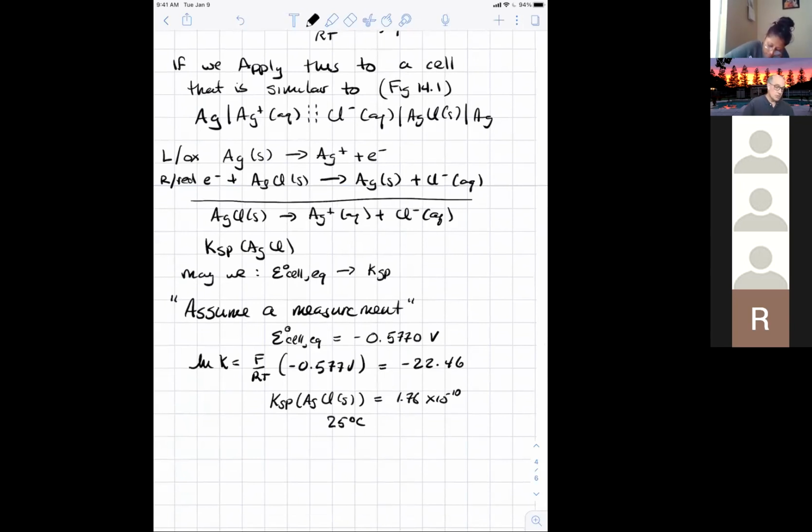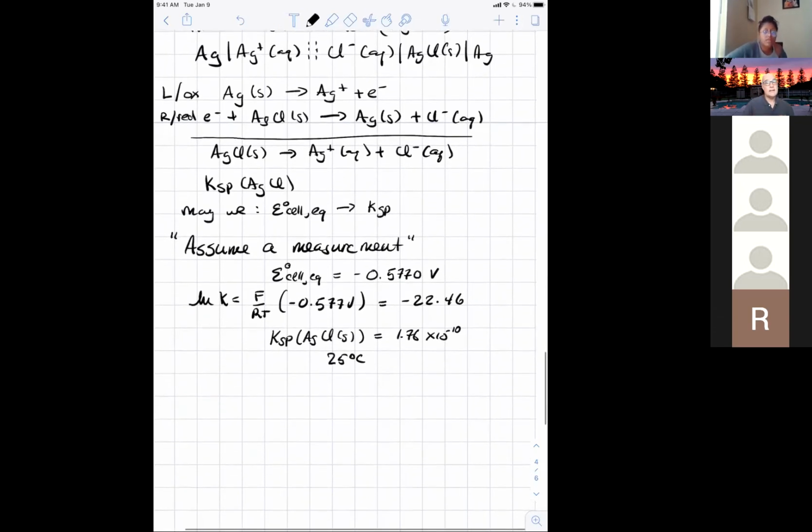So that's how you would do it. So at least theoretically, we have a method to do this. And this is the best way to determine KSPs. If you can generate a cell somehow that gives you the net KSP equation that you're looking for, that may be a trick in and of itself. For the AgCl one, it gives us a couple of pretty familiar electrodes. But for other KSPs, I don't know. Could we do it? Maybe. But this is the best way to get these values. It turns out it's very sensitive.